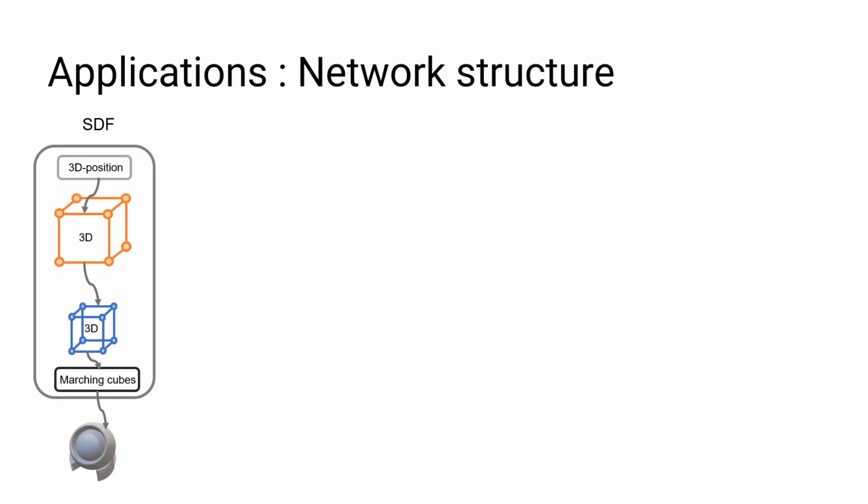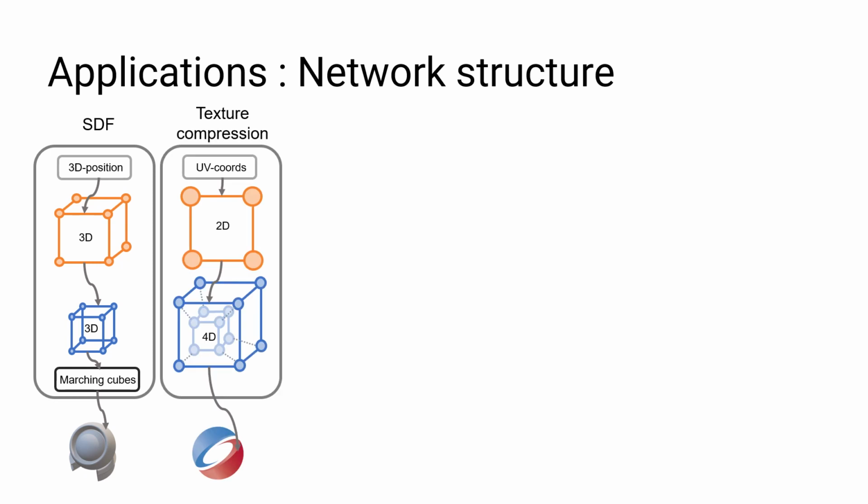Next, we look at a few exemplary uses of differentiable indirection. Our technique is useful for compact SDF representations, where we use a simple network composed of a 3D primary and a 3D cascaded array. We can also use it for texture compression, where the network is composed of a 2D primary and a 4D cascaded array. We noticed from our experiments that a higher dimensional cascaded array yields better quality compression.